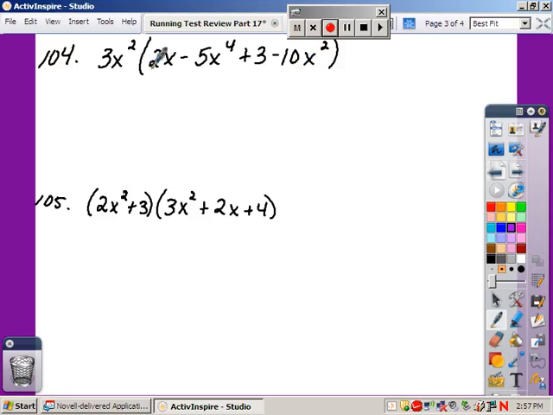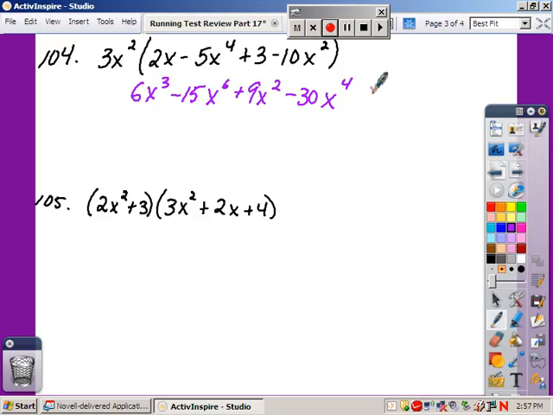So we have 3 times 2, that's 6. X squared times x is x to the third. 6x to the third. I've got negative 15 x to the 6th. I've got positive 9x squared. And finally, I've got negative 30 x to the 4th.